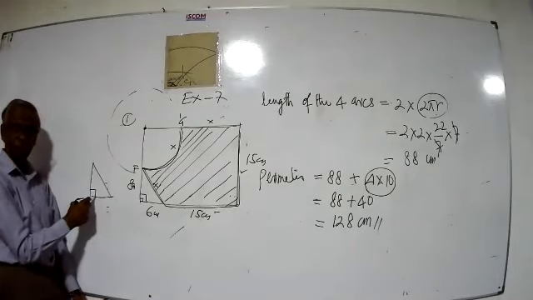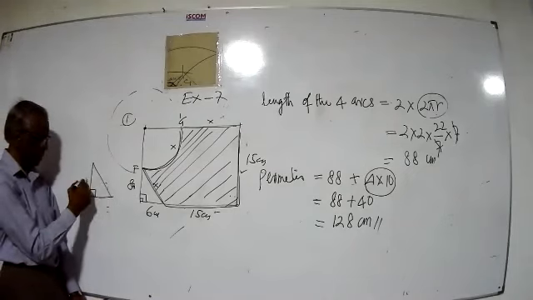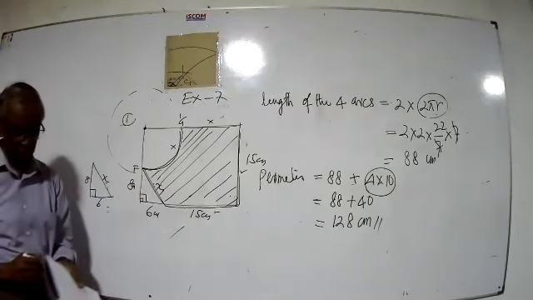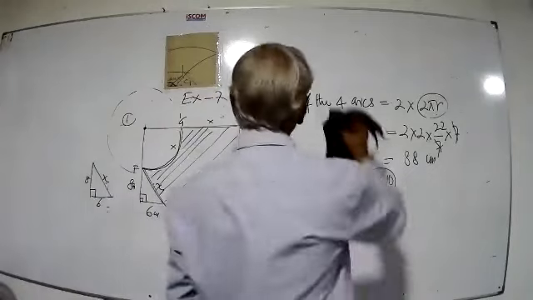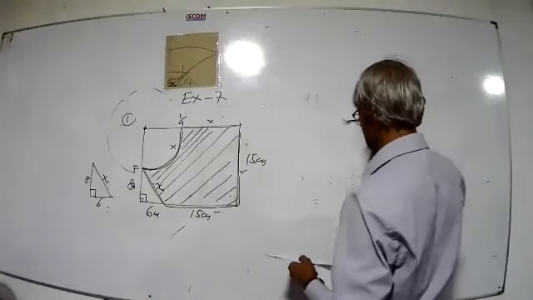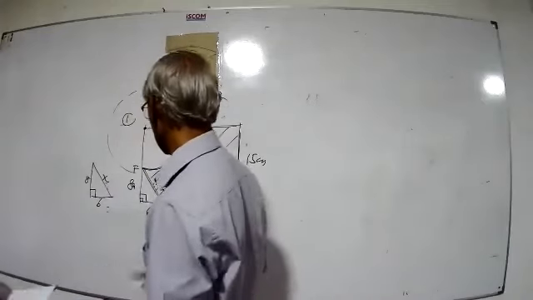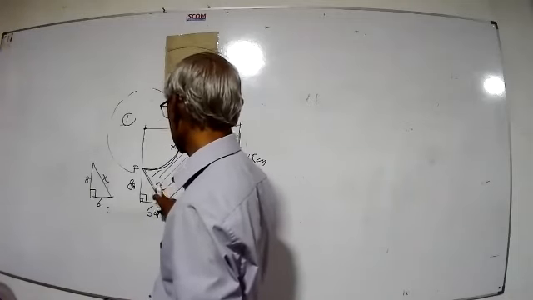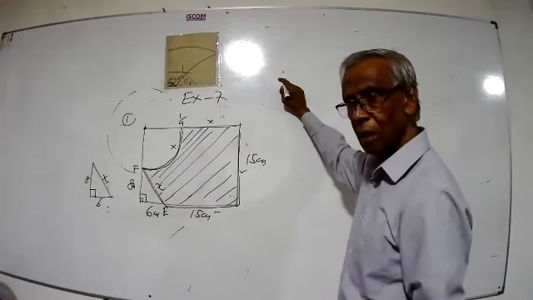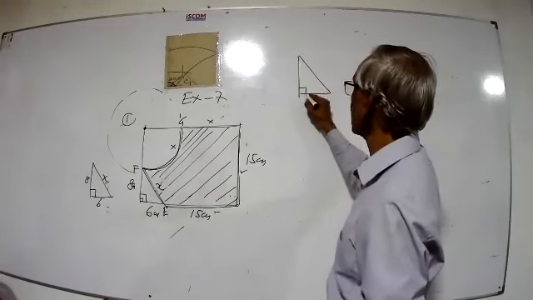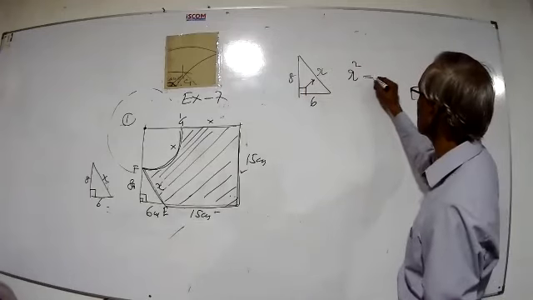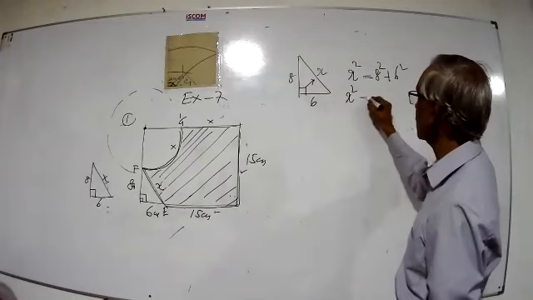Find the side of a right-angled triangle by applying Pythagoras theorem. Pythagoras theorem is applied: the square of the hypotenuse is equal to the sum of the squares of the other two sides. We can begin with the right angle. This is 6, this is 8, this is 6. The hypotenuse is opposite to the right angle. Then x square equals x square plus 6 square.